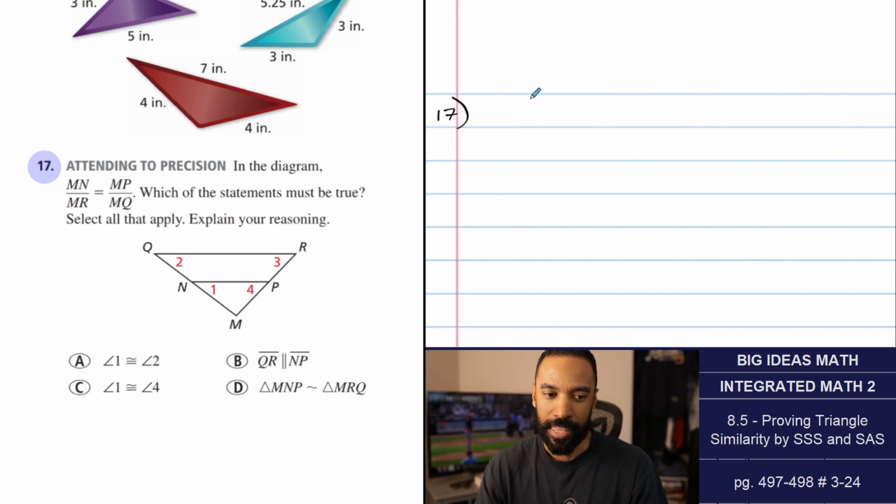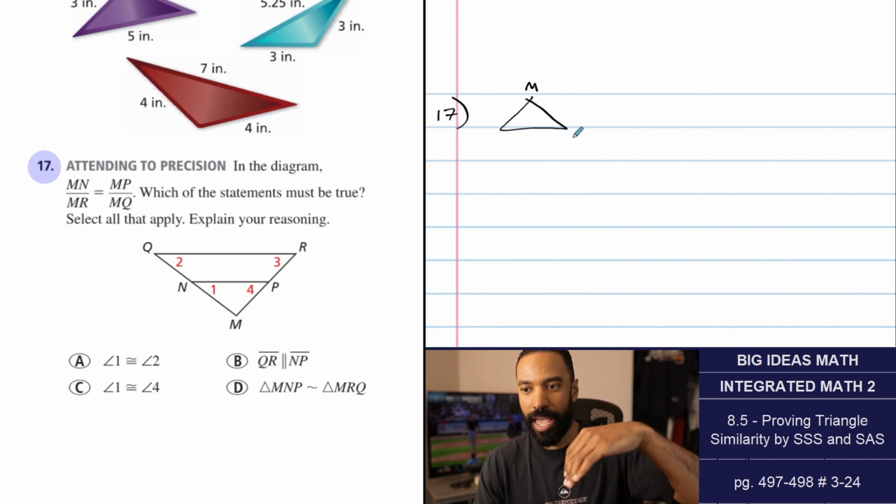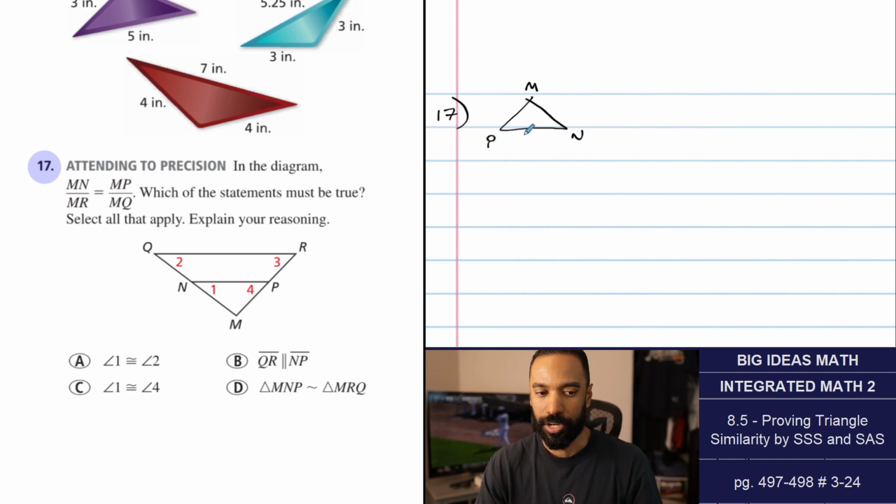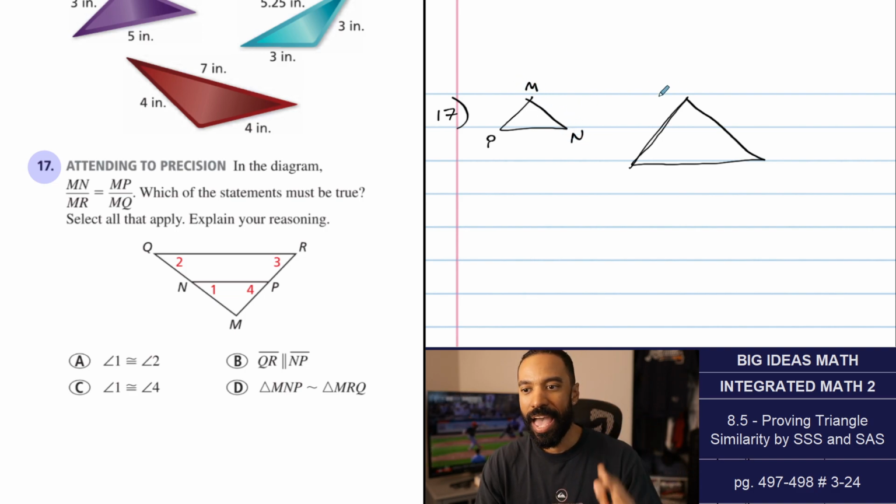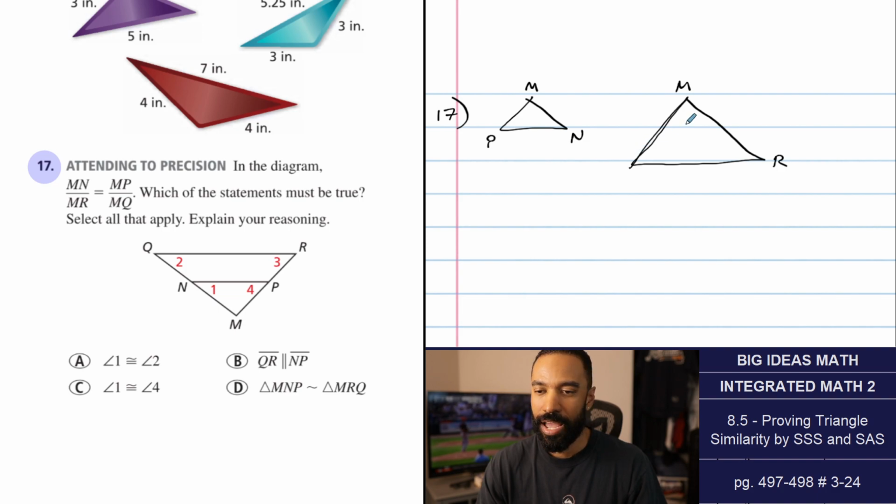So let's redraw these completely. M on top, and this is going to rotate over. N, P is here. And redrawing this one, it's going to rotate over, but it's got to reflect over. MN is to MR here. This will help us see this better, as MP is to MQ.